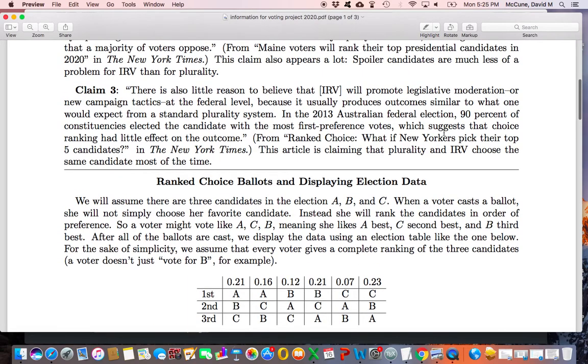By the way, this person is kind of overlooking something: the 10% of elections in which they differ might be the elections where it really matters. These might be closer elections where it really matters which method you use. But let's put that aside.